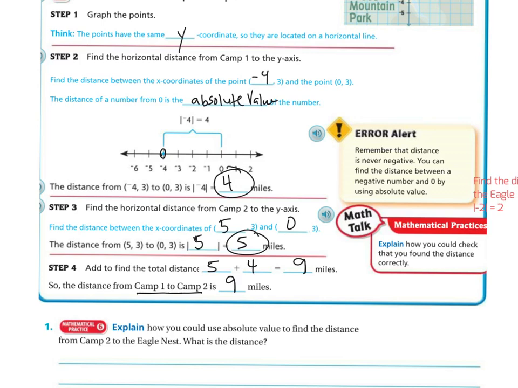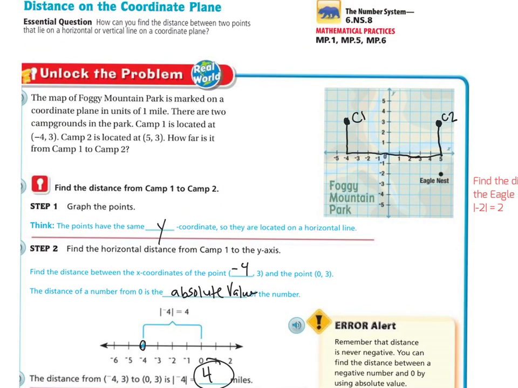And if you want to look at the map, it might be easier to actually see that. So you go over, right? You have 1, 2, 3, 4, 5, 6, 7, 8, 9. So right here's Camp 1. 1, 2, 3, 4, 5, 6, 7, 8, 9. So the distance is 9 miles across the y-axis.